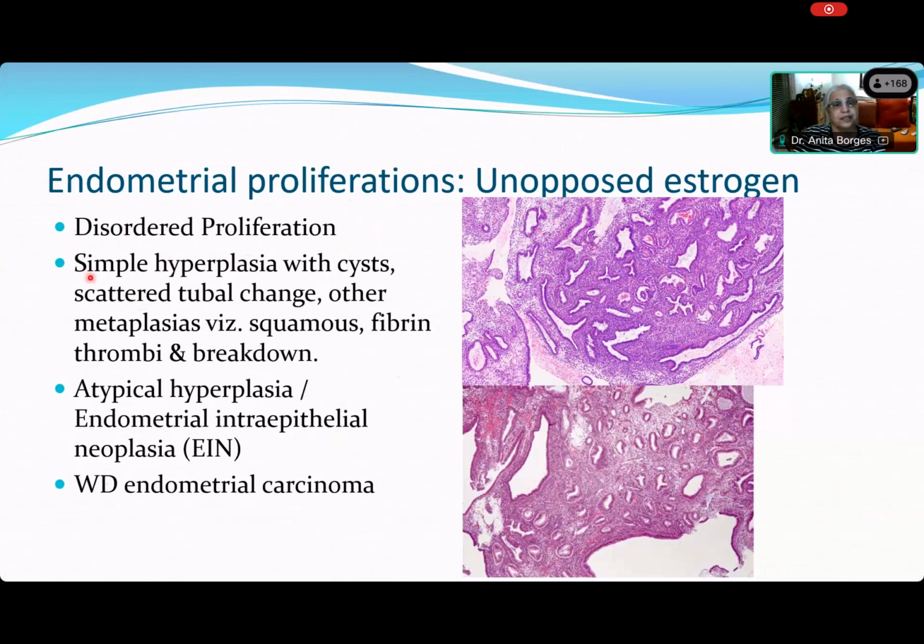Then you get simple hyperplasia. Actually, sometimes you can't tell the difference between disordered proliferation and simple hyperplasia with cysts. And this is what you see. Sometimes you see some tubal change, in other words, you see a little cilia. You get some other kinds of metaplasia, sometimes squamous metaplasia. You see fibrin thrombi, and you see breakdown. Because what is happening is that there are fluctuating levels of estrogen coming from the follicles in the ovary, and with those fluctuating levels, you get a little bleeding now and then, and therefore you will get these fibrin thrombi inside the vessels.